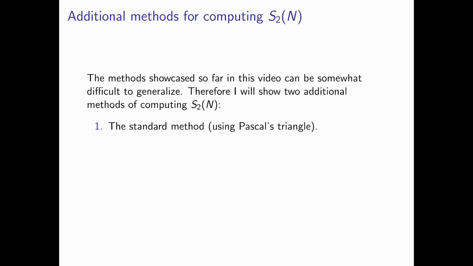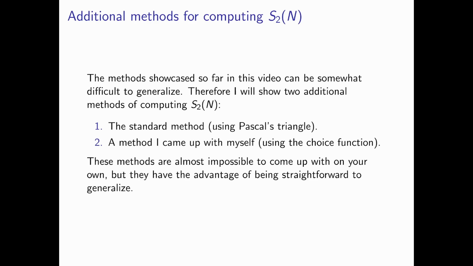And these are, first off, the standard method, which uses Pascal's triangle, and the second method is something I came up with myself using the choice function. These methods are quite similar in spirit in that they are both easy to generalize, but they are very hard to come up with on your own, and that is actually the reason why I didn't want to showcase them earlier. But at this point, I think they're a nice bonus to include.